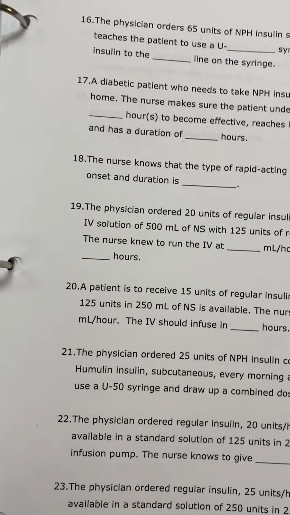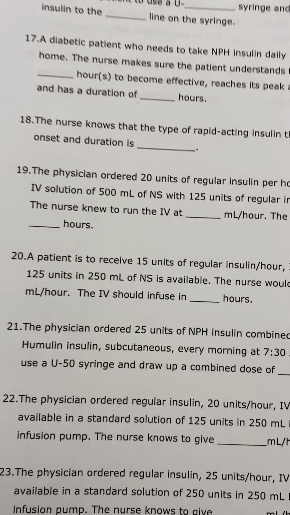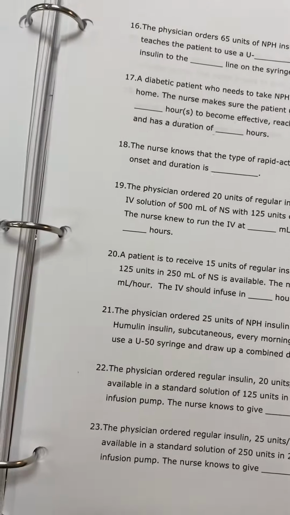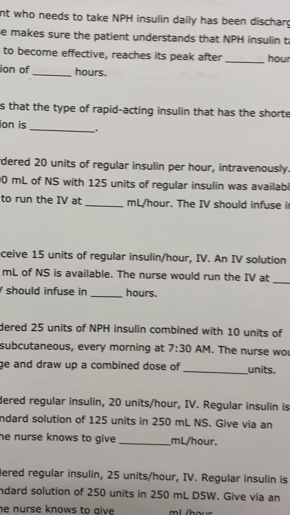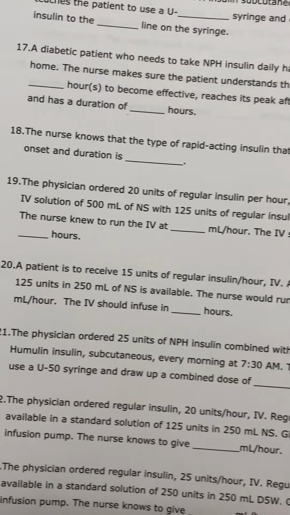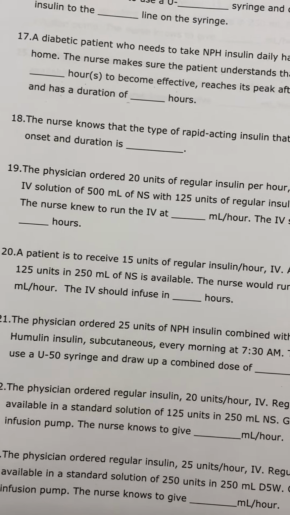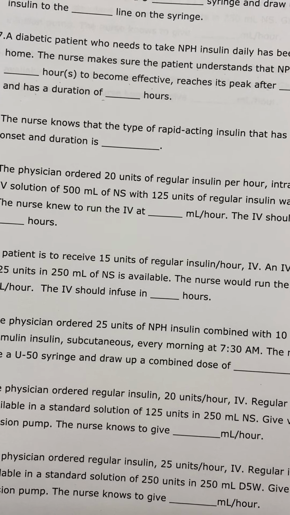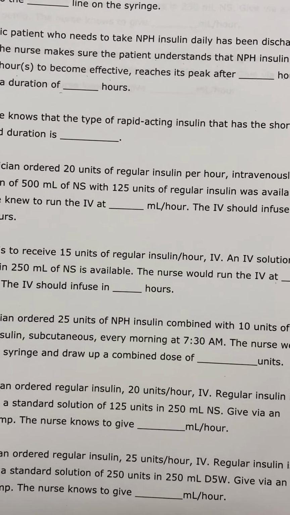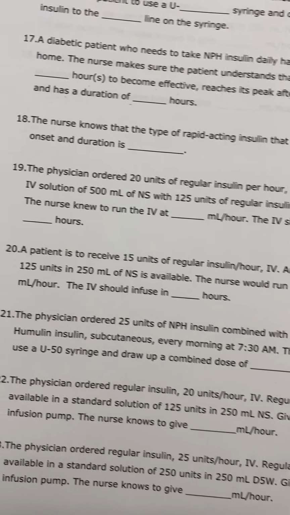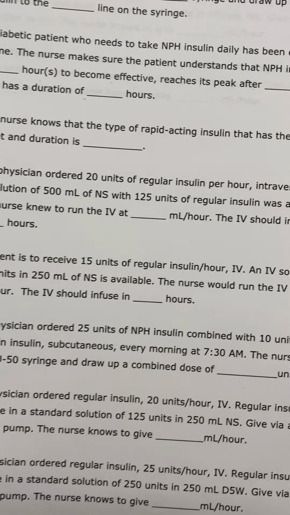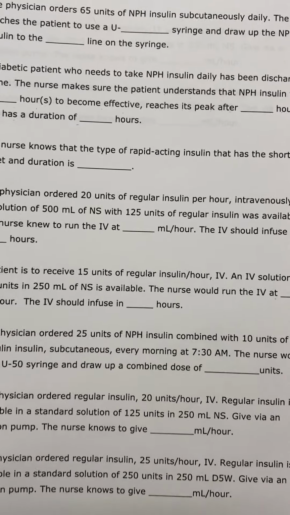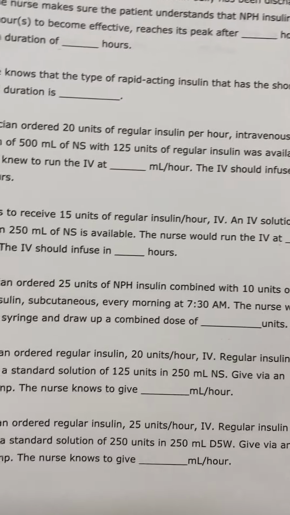Okay, number 19. Ms. Thomas, I'm going to need help with 19. I understand. The physician ordered 20 units of regular insulin per hour intravenously. An IV solution of 500 milliliters of normal saline with 125 units of regular insulin was available. The nurse knew to run the IV at blank milliliters per hour. The IV should infuse in how many hours?